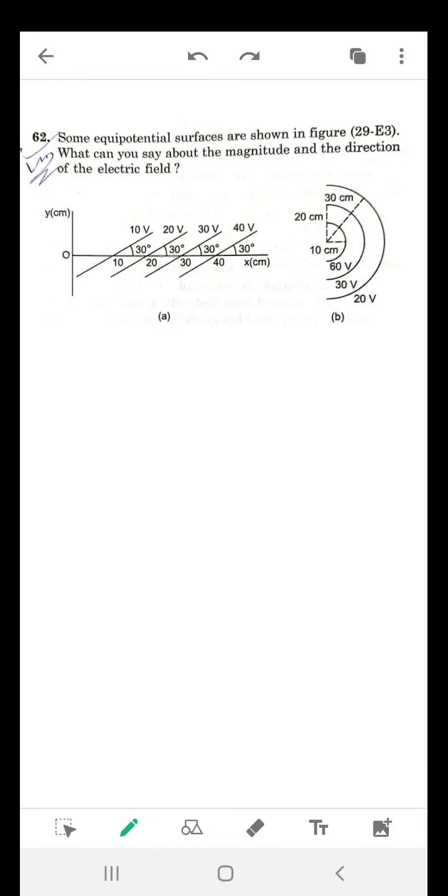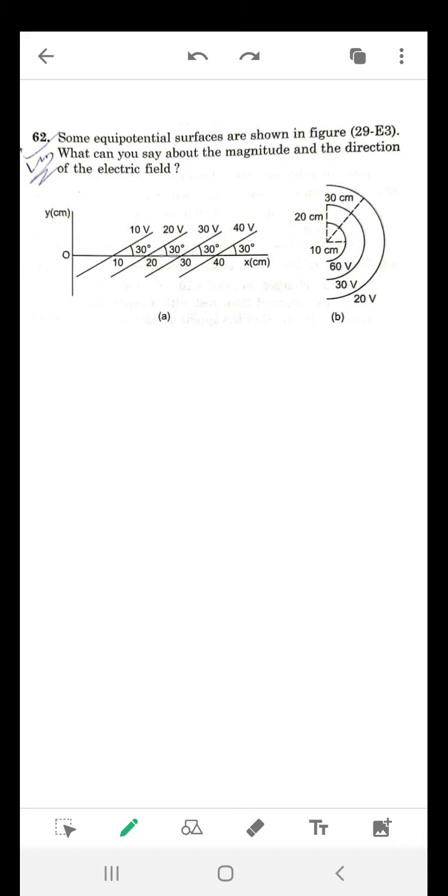Problem number 62 from H.C. Verma. This was given as homework to you. In this problem, there are two cases, two figures actually, A and B, where several surfaces are given.